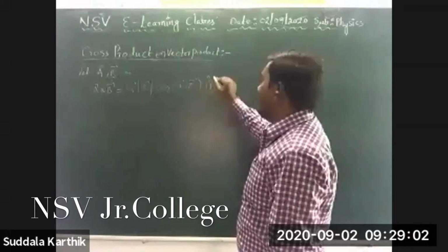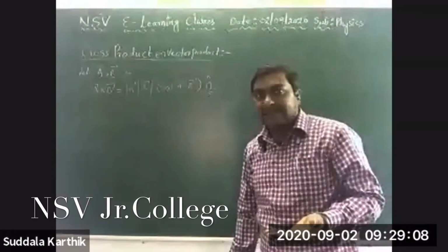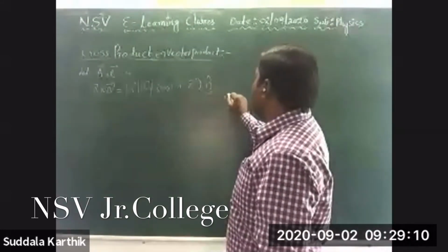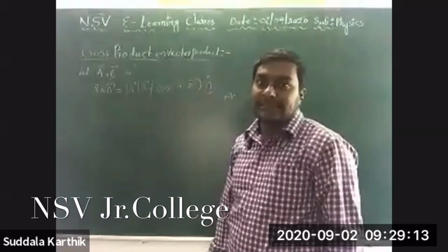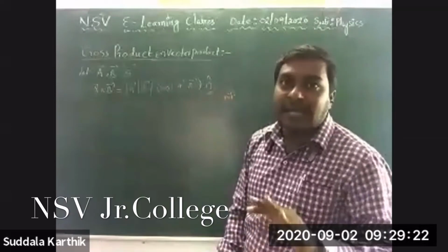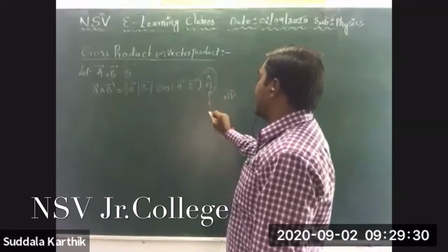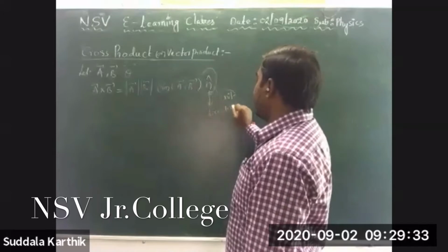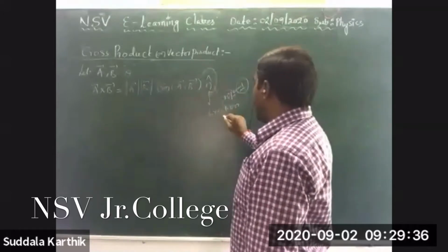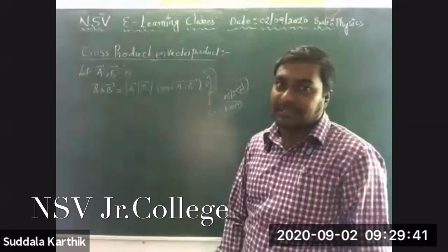What is n cap? If the symbol cap is there, it is called a unit vector, a normal unit vector. The magnitude of the unit vector is equal to 1, but it gives a particular direction. So that's why we can call them directional vectors.